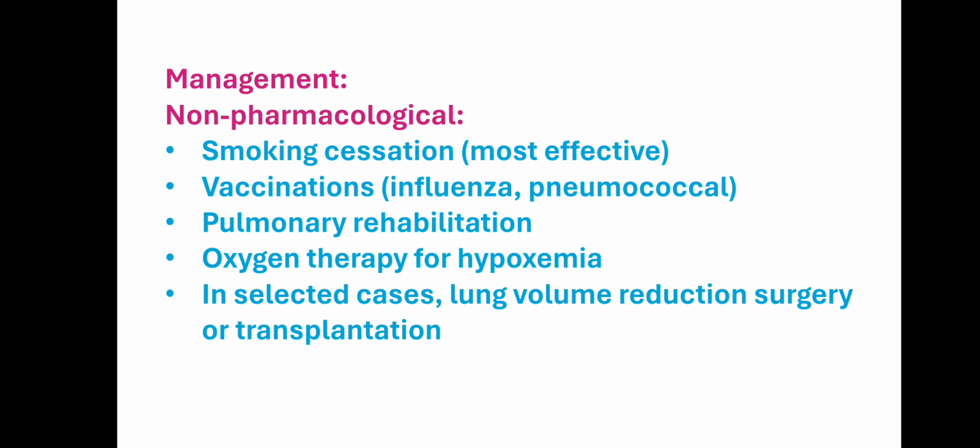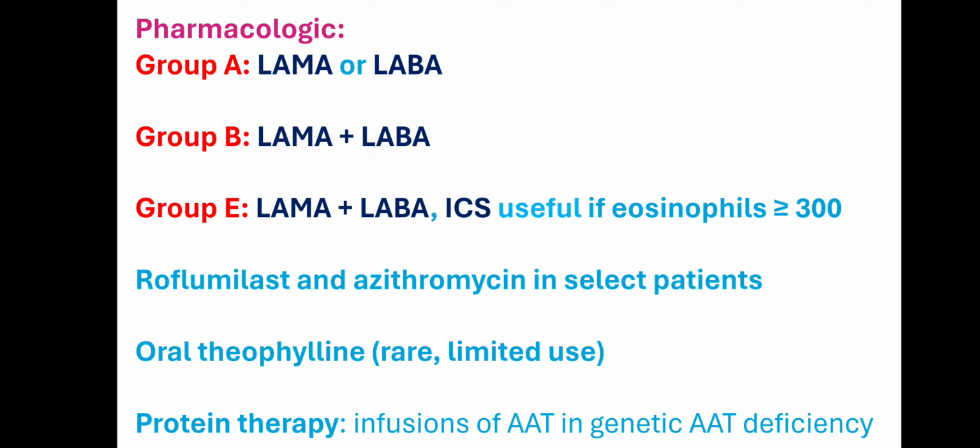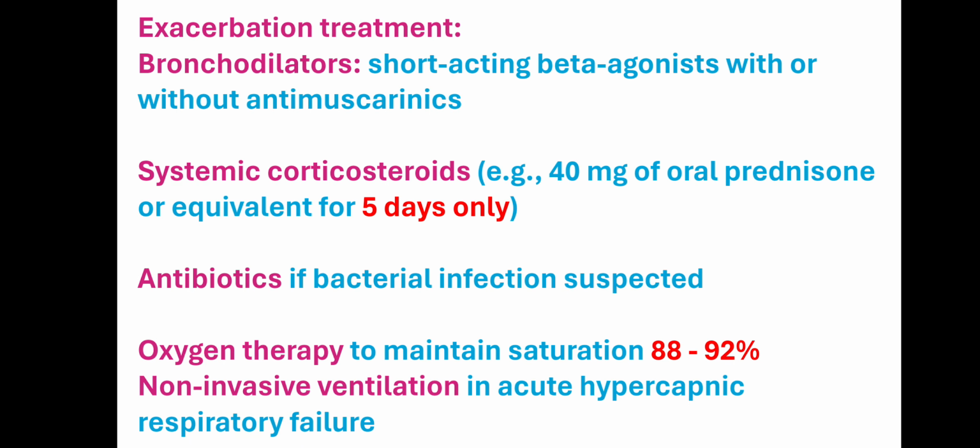Management: non-pharmacological: smoking cessation, most effective; vaccination, influenza and pneumococcal; pulmonary rehabilitation; oxygen therapy for hypoxemia; in selected cases lung volume reduction surgery or transplantation. Pharmacologic approach: for group A, LAMA or LABA; group B, LAMA plus LABA; group E, LAMA plus LABA, and ICS useful if eosinophils 300 or more. Roflumilast, azithromycin in selected cases, oral theophylline rarely used now, protein therapy in alpha-1 antitrypsin deficiency.